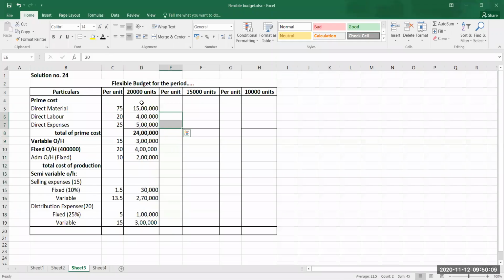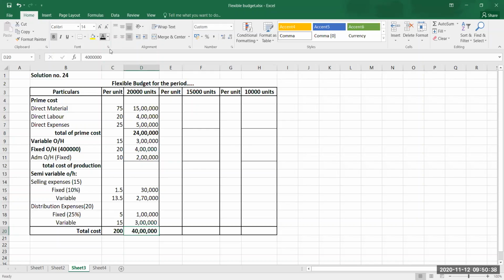Likewise, in every problem which we have done, this information was given to you. But in this problem, the per unit cost was given to you and the total number of units. So you could calculate the cost for each expenses. Now, likewise, you will have to calculate for 15,000 units and 10,000 units. So let's calculate the total cost. You have total cost per unit of 200, and the cost for 20,000 units will be 40 lakh. Okay, so the cost of 20,000 units will be 40 lakh rupees.